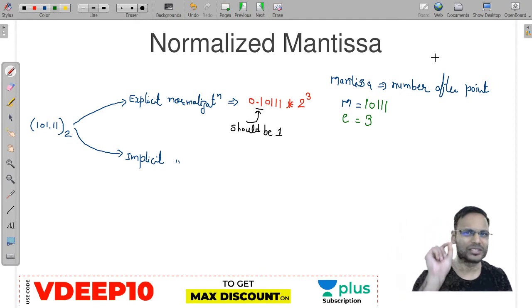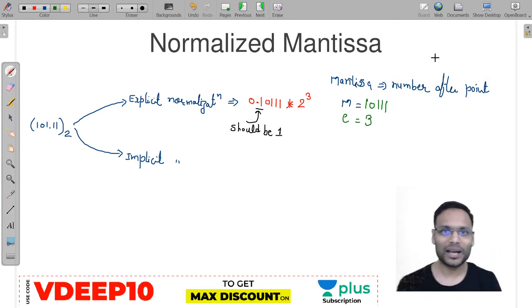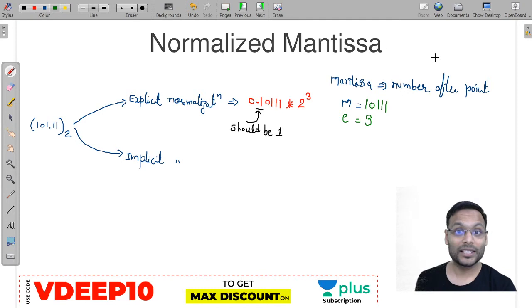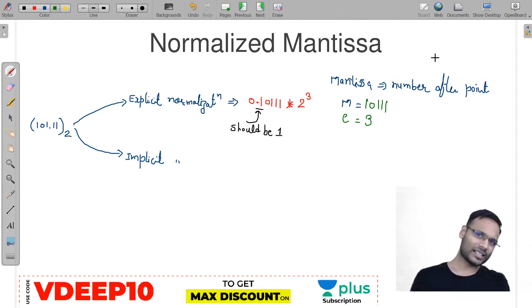Now I am having a simple question. एक छोटा सा प्रश्न पूछूँ आपसे? एक छोटा सा डाउट है मेरे को कि क्या हम 3 स्टोर करेंगे as it is? Will I store 3 as it is in the memory?